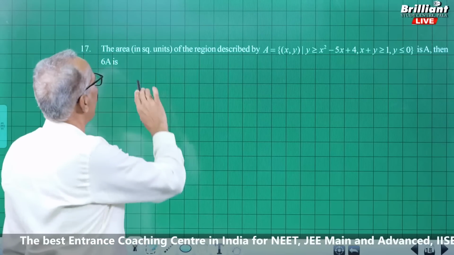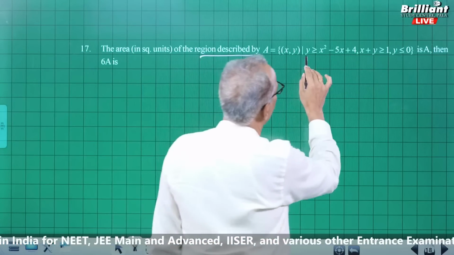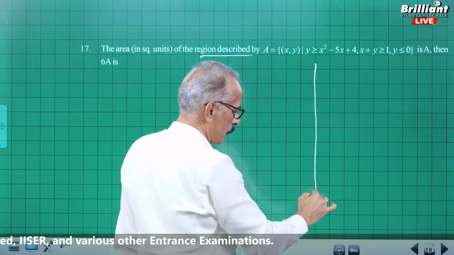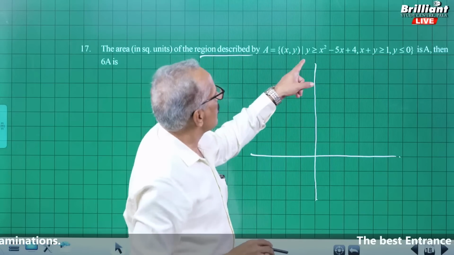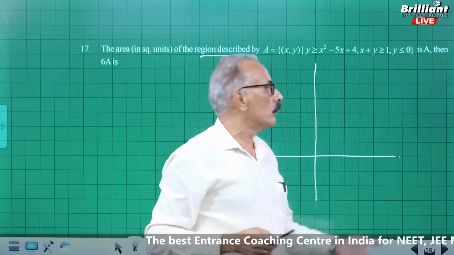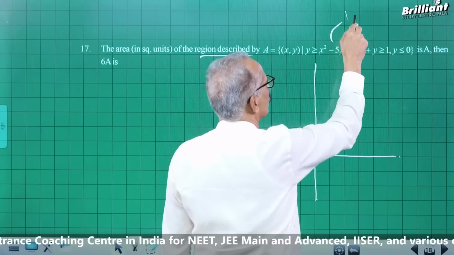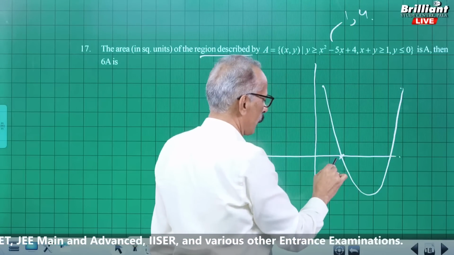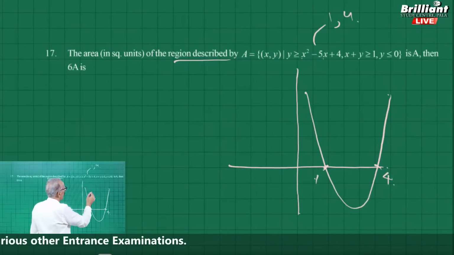The area of the region described by number 1, y greater than or equal to... Okay, I just draw with a free hand because the time is running out. This is y is equal to x square minus 5x plus 4. That's a parabola which is opening upwards. And the roots, you know, 1 minus 5 plus 4 equal to 0. The roots are 1 comma 4. Therefore, the parabola will be like this. This is your 1. This is your 4. And this is up.